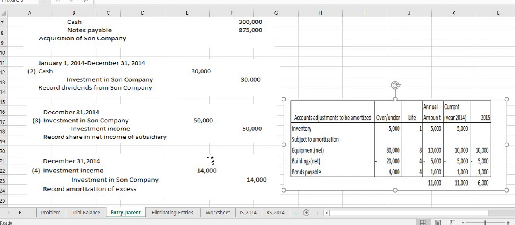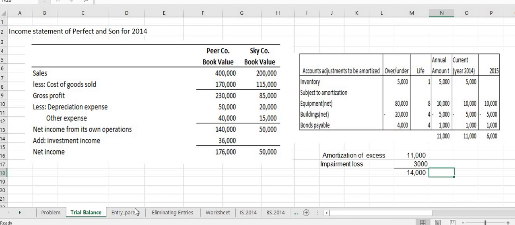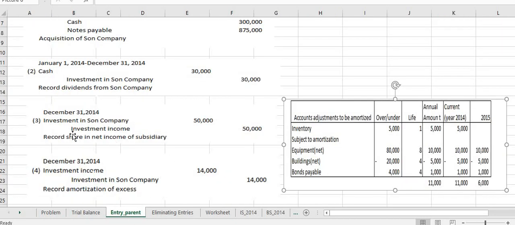'Di ba, as what I've said kanina, under equity method, the parent will have a share in the adjusted net income of the subsidiary. Okay? So, the first entry is to recognize share in the net income of the subsidiary. That's actually 50,000, 'di ba? Kasi 50,000 yung income ni subsidiary. The entry would be a debit to investment in Sun Company and a credit to investment income.